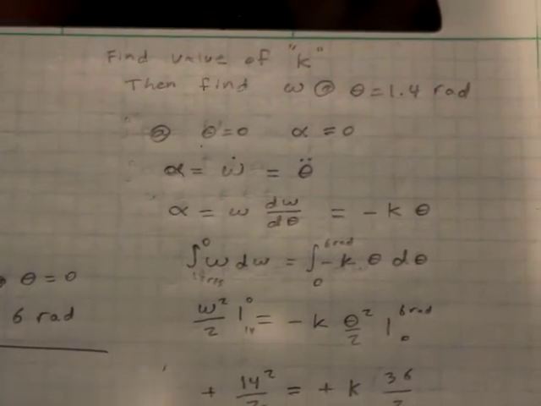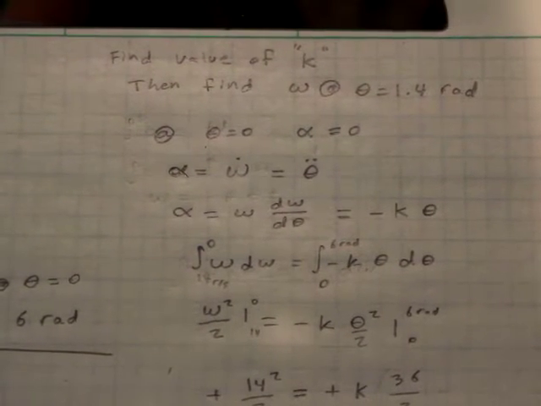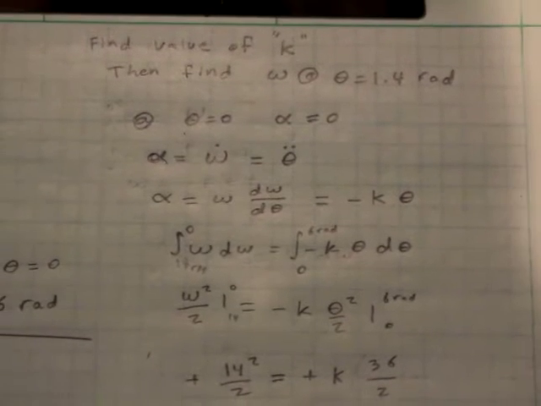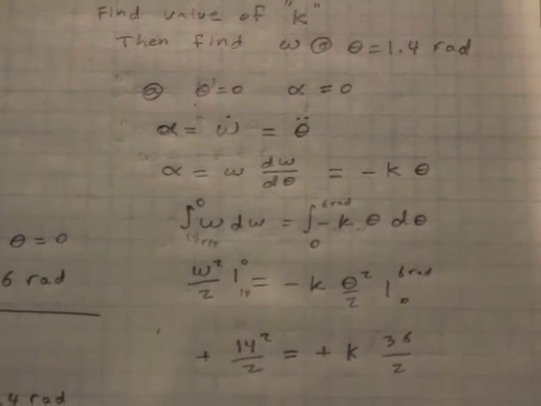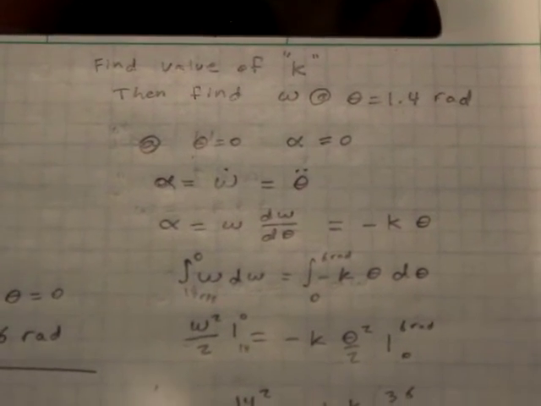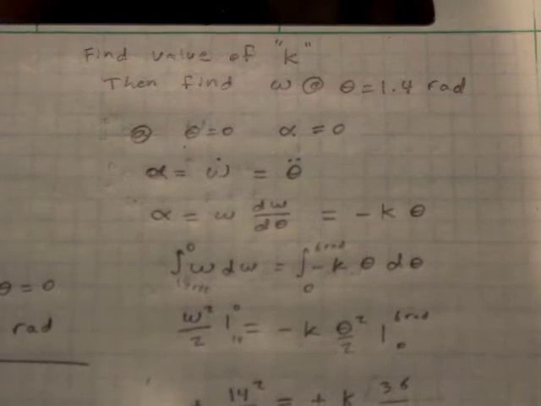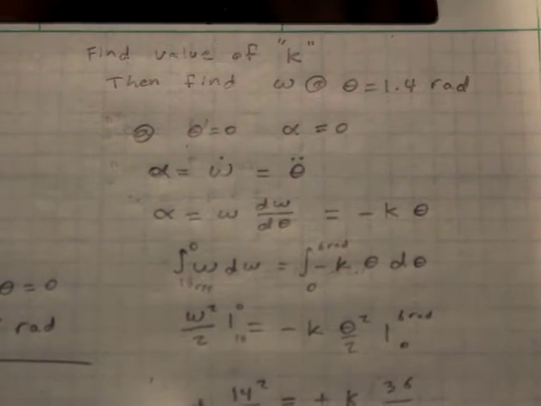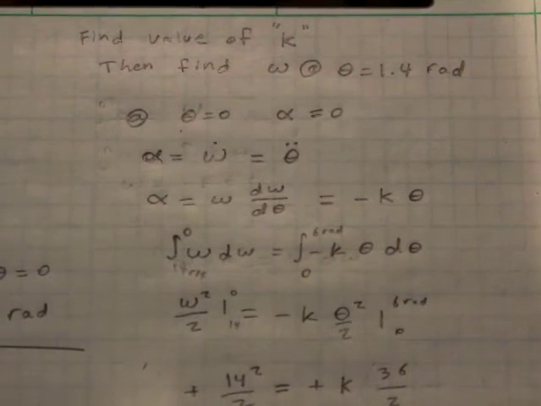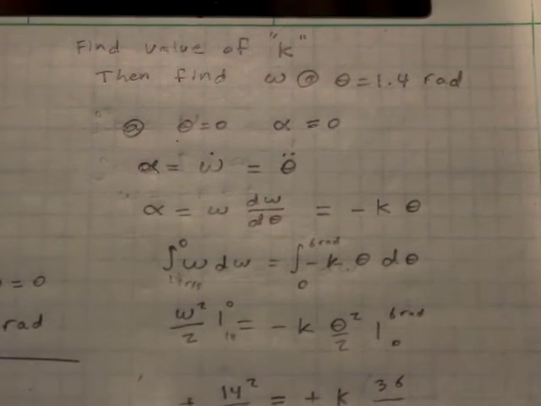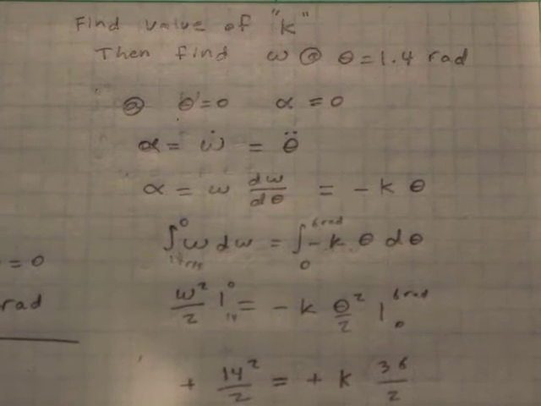So first off, we have the relationship between alpha, omega, and theta, where alpha is the time derivative of omega, and omega is the time derivative of theta. And then we also have the equation: angular acceleration equals omega d omega over d theta, and that equals negative k theta.